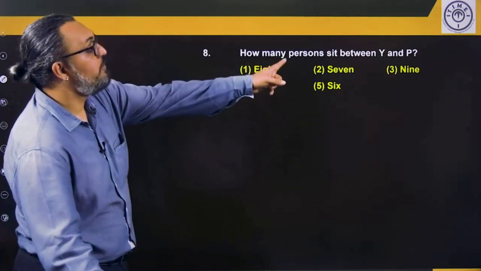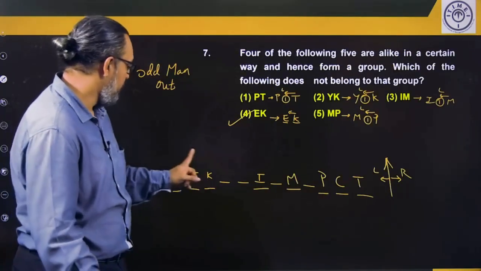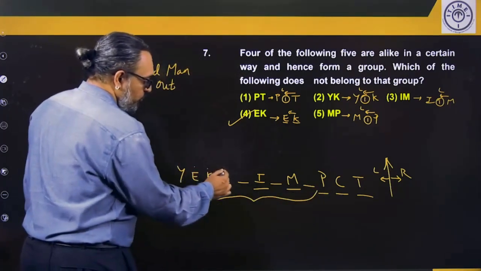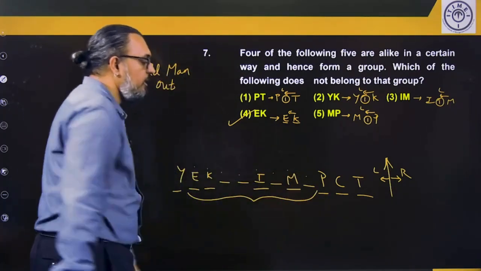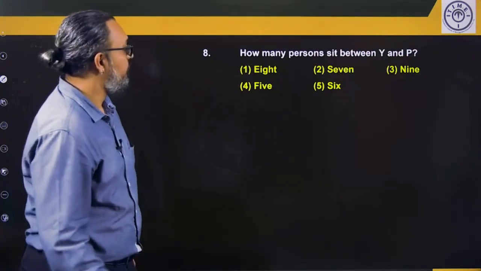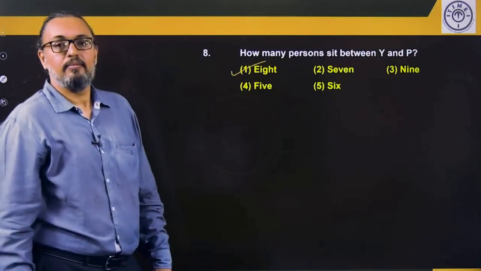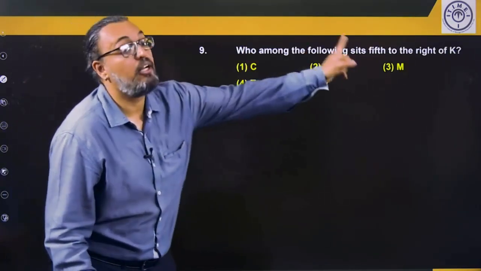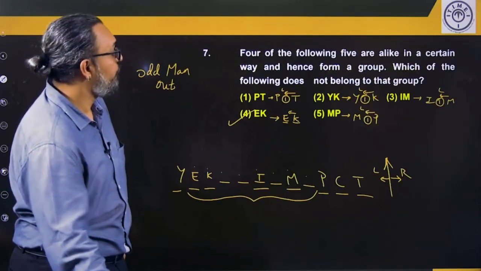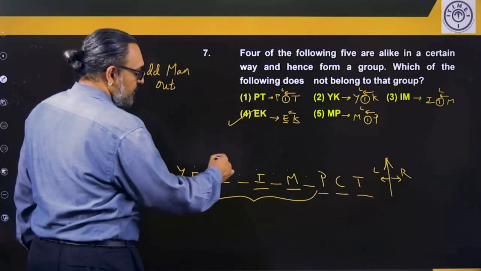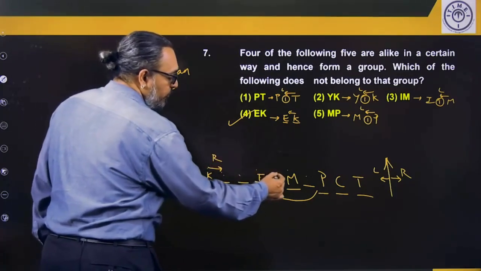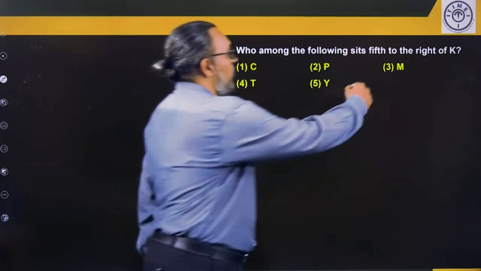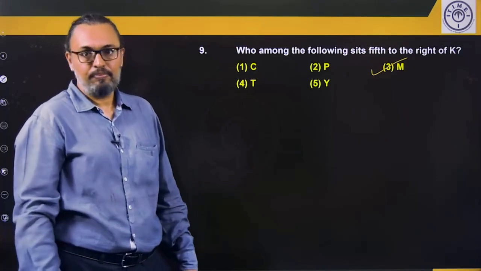Then, how many persons sit between Y and P? Okay, let's check. These are the people who sit between Y and P: 1, 2, 3, 4, 5, 6, 7, 8. So 8 people are there between Y and P. So that is choice 1. Okay. Then, who among the following sits 5th to the right of K? Let's check. Starting from K, to our right is the right side of that person. So 1st, 2nd, 3rd, 4th, 5th to the right of K is M. So the third option, M, right?